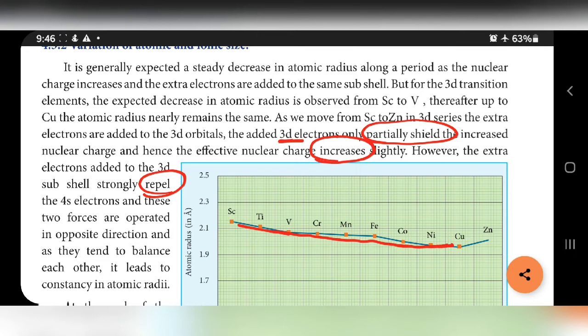And the extra electron added to the 3d subshell strongly repels the 4s electron. So electrons repel each other, so repulsion is also there. So two kinds of forces are there, and only so it remains constant.